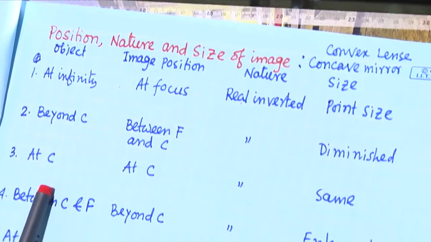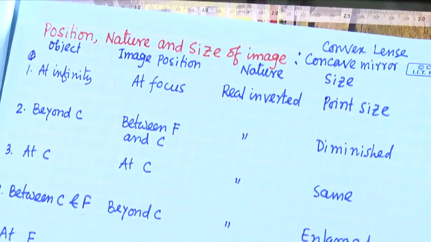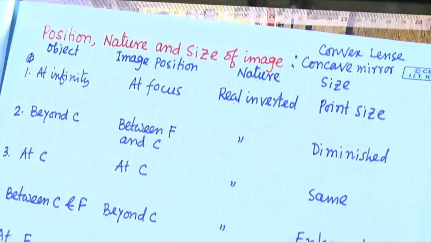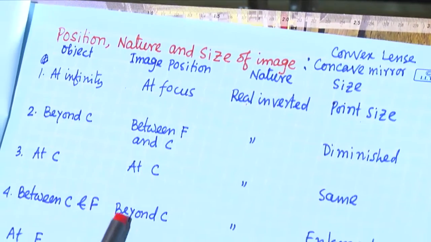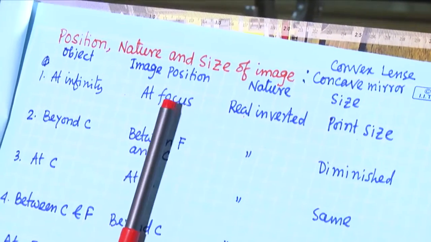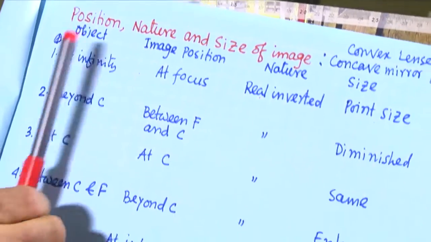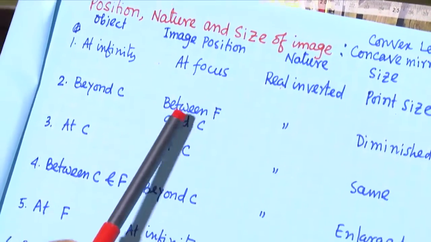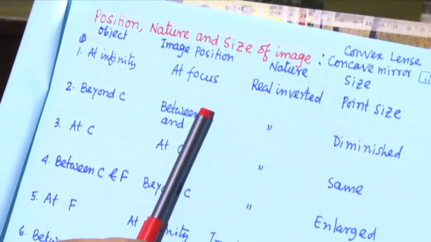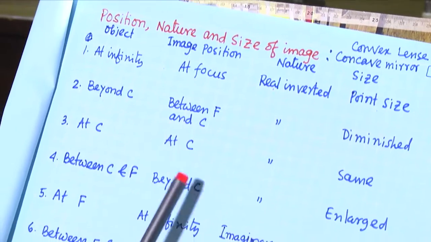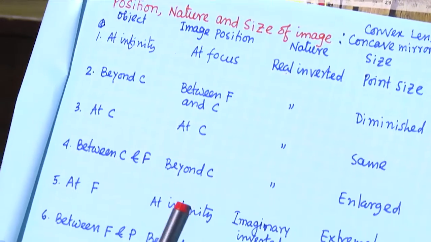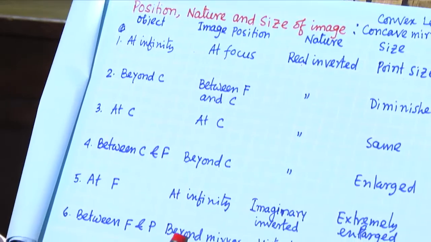So, the size of the image we are getting is larger and larger, and the image is shifting outwards. It was at focus, now the image position is between focus and the center of curvature, now beyond the center of curvature, now at infinity. Now it is beyond the mirror.